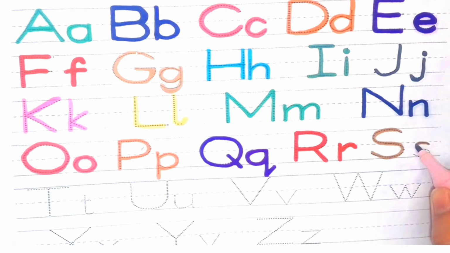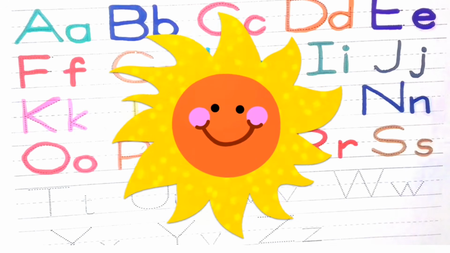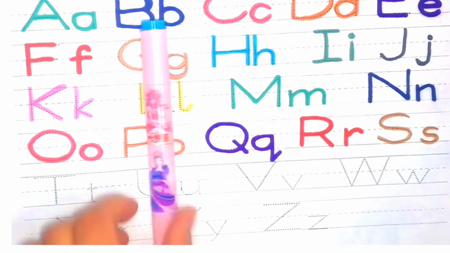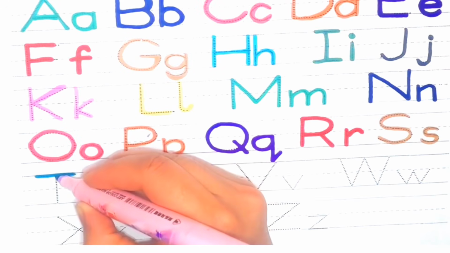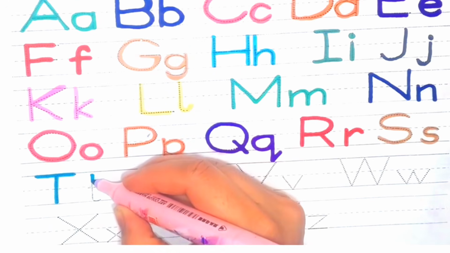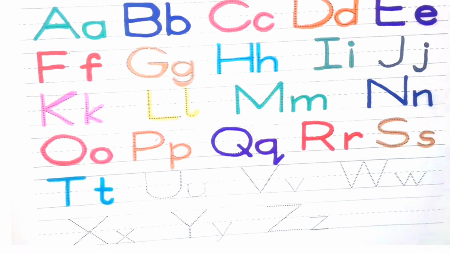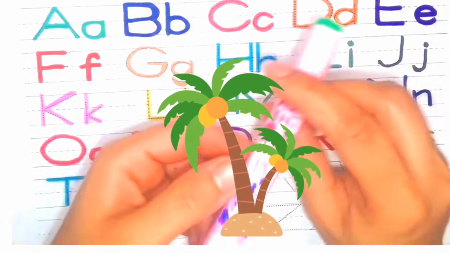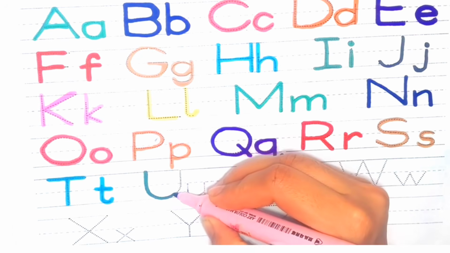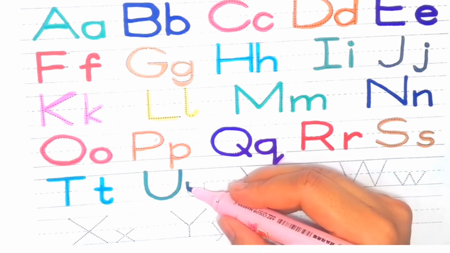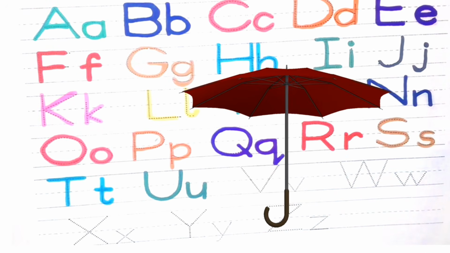Capital S. Small s. S for sun. Capital T. Small t. T for tree. Capital U. Small u. U for umbrella.